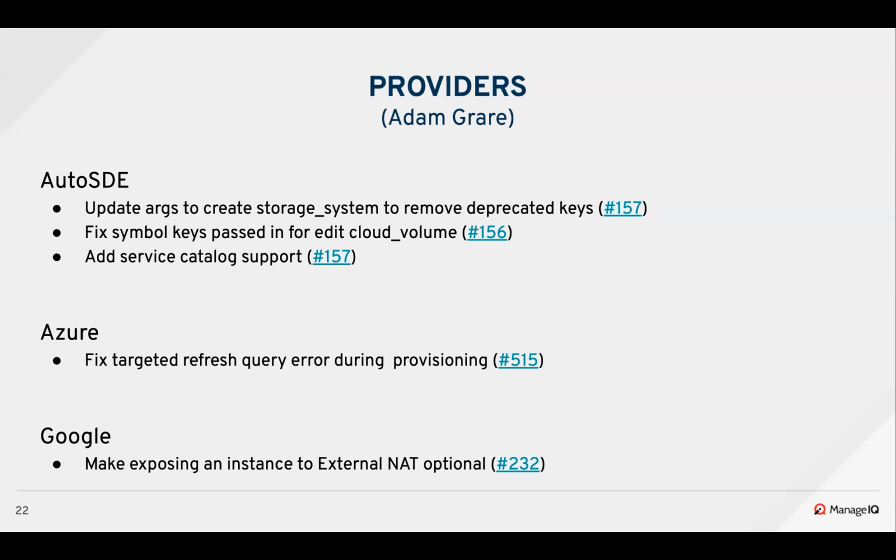For Google, as Melody mentioned, we now have an option to expose an instance to external NAT or not. Previously, this was just defaulted to true, or not even defaulted, the only option was true. A community user reported that they have some policies on their project that prevent their instances from being exposed to the internet. And so this was causing them failures when they were doing provisioning. So we made this an option so they can deselect exposing newly provisioned instances to the internet.